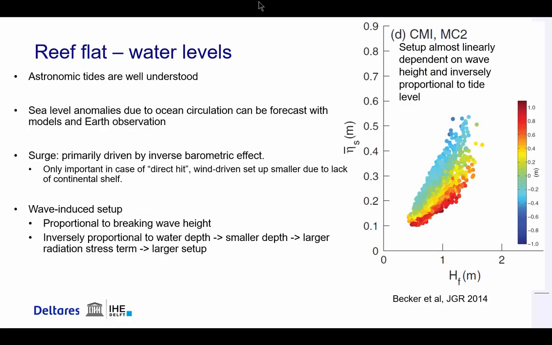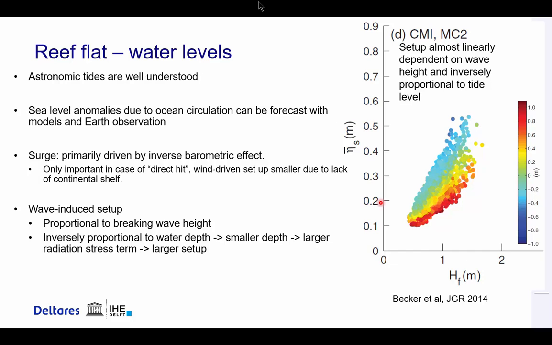So what happens on the reef flat? First we'll talk about the water levels on the reef flat. That's composed of a number of components. One is the astronomic tides. Those are pretty well understood and can be forecast. Then there are sea level anomalies due to ocean circulation, and they can also be forecasted better and better with models and Earth observation. The issue is that they need to be downscaled to small islands.